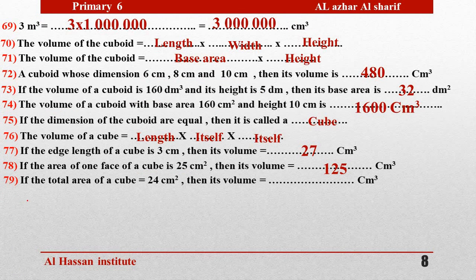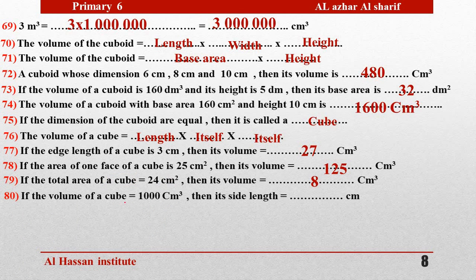Continue. If the total area of a cube equals 24 centimeters square, then its volume is, here he gives me the total area of the cube. I know a cube has 6 faces. So at first we must divide 24 by 6. 24 divided by 6 equals 4. So the area of one face equals 4. Its side is 2. 2 times 2 times 2 equals 8. Next, the volume of the cube is 1000 centimeter cube, then its side is 10. Excellent.